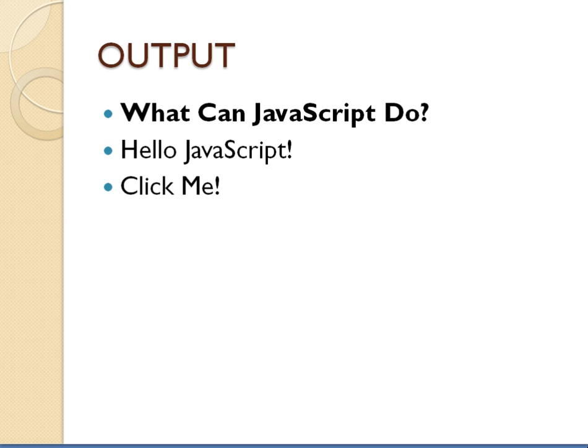This is the output of the previous program we discussed. That is, what can JavaScript do? That would be written, and on click it will change to Hello JavaScript, and click me is written on the button.